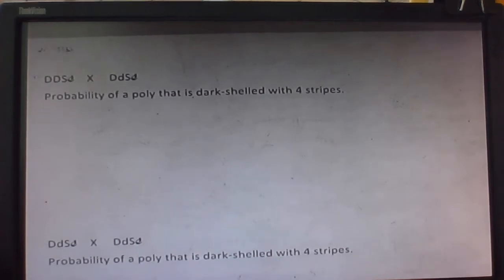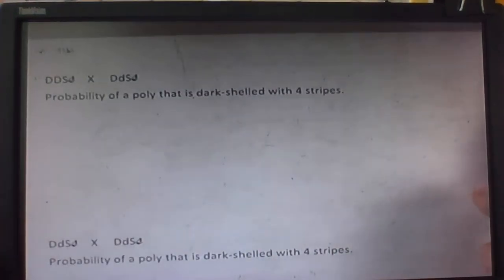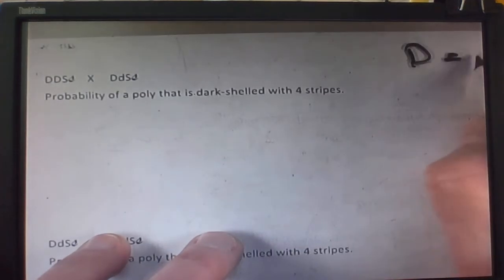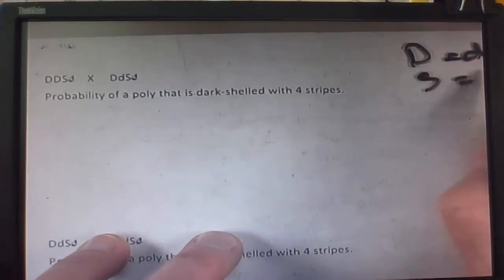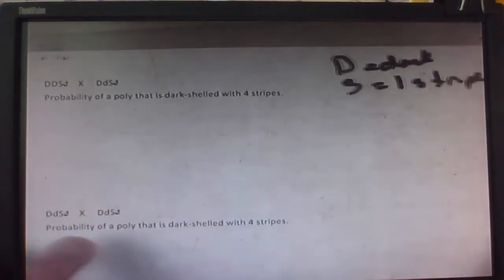So the first thing that I always do with these is I look at these individually and I mark to see what the genotypes are, to even see if the genotypes are possible. Okay, so we're going back to the other side where dark shell color, where was it at? Dark shell color is dominant and 1 stripe is dominant. Yes, because that was 4 stripes. So dark shell is dominant. 1 stripe is dominant. All right.